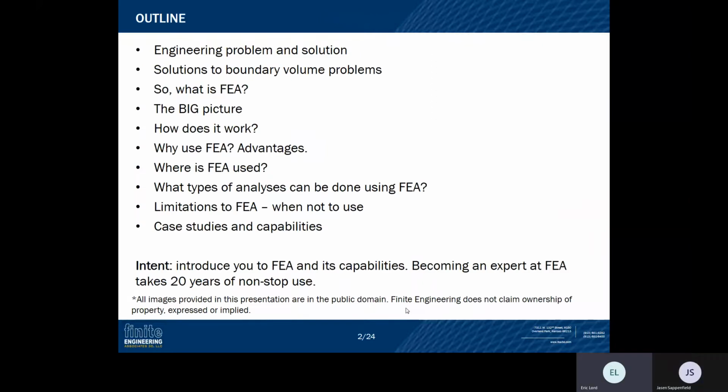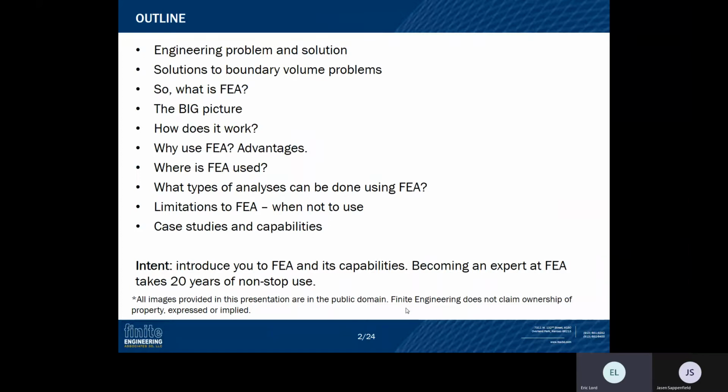So just to give you an outline of the presentation here. We'll go through the engineering problem and solution, some solutions to boundary value problems, what is FEA, and give you a big picture overview of it. How does it work? Why do we use FEA? What are the advantages? Where's FEA actually used? What industries, for what applications, and so on? And what types of analysis can you actually do with FEA?